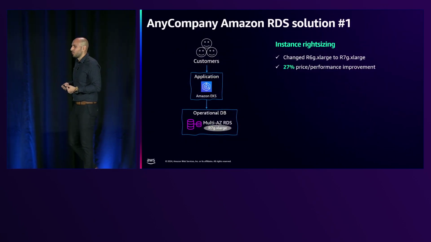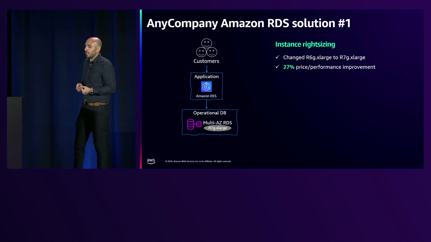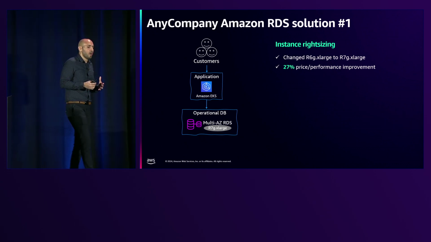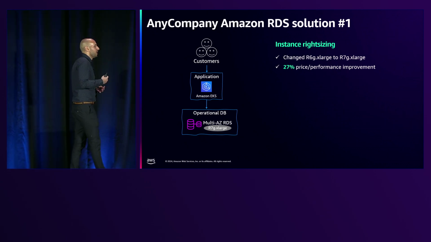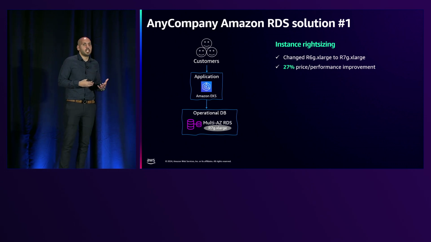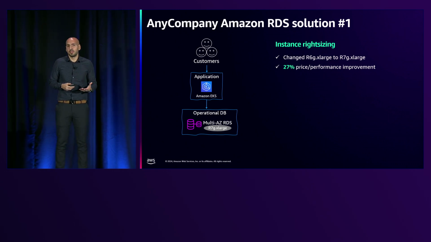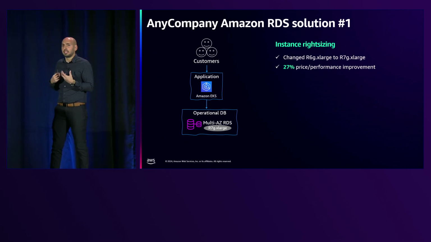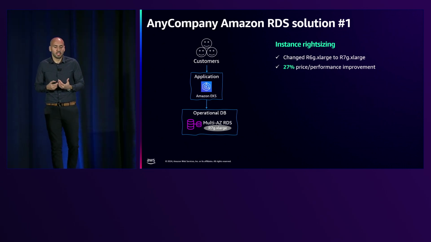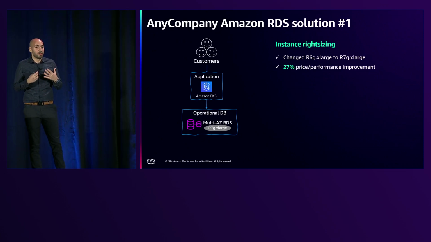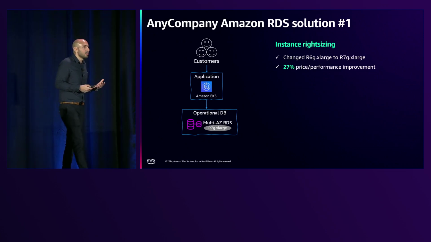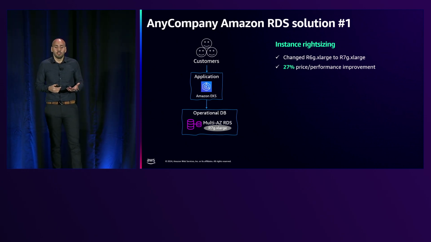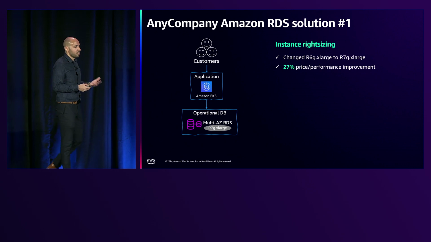And using the right tools, and using AWS Compute Optimizer, helped us to solve the first challenge of any company. By moving to R7G extra large, which is based on a newer Graviton generation, they managed to achieve 27% price performance improvement, and that allowed them to provide a more steady state and stable workload for their customers. So they provided an improved price performance. And this is also a great example of taking advantage of the latest Graviton innovation, not only to boost performance, but also doing so in a cost-conscious manner.